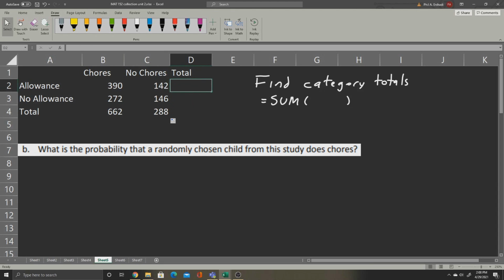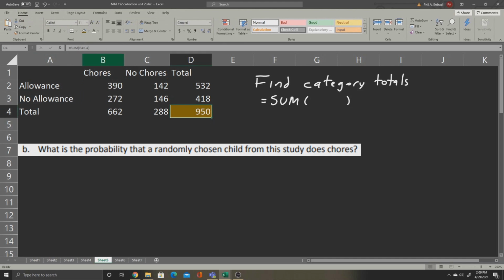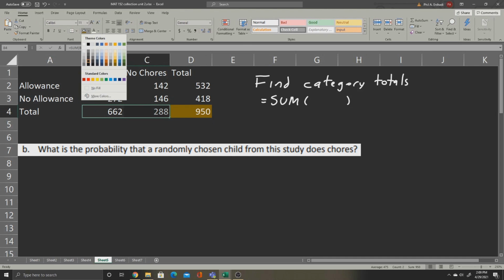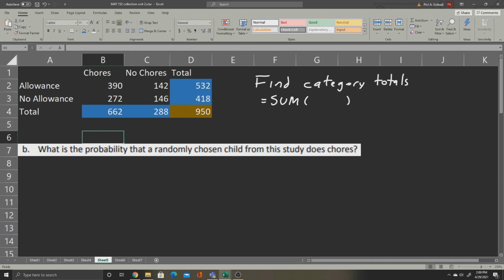We can also find the children who get allowance and don't get allowance, also by doing a sum formula. We'll say equals sum and select both of these columns. Make sure not to include the data label that says allowance. Select only the numbers. This gives us the total number of children who do get allowance. If we use the black cross and move down, we can see 418 children do not get allowance. And in the bottom right-hand corner, we have the overall total of 950 children total. We'll mark that in gold, and we'll mark our category totals in blue. So we'll be using the category totals and the overall total to find these probabilities.